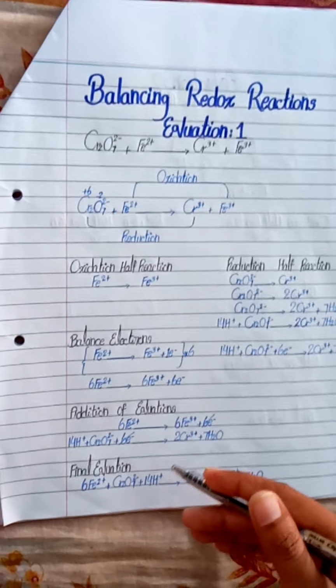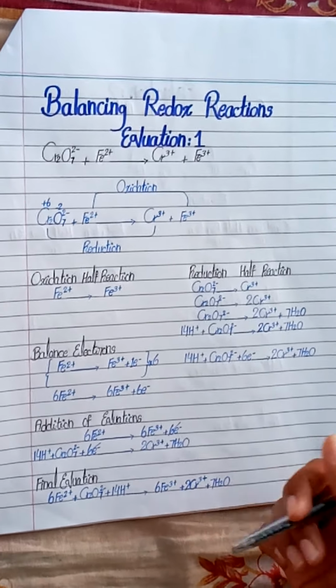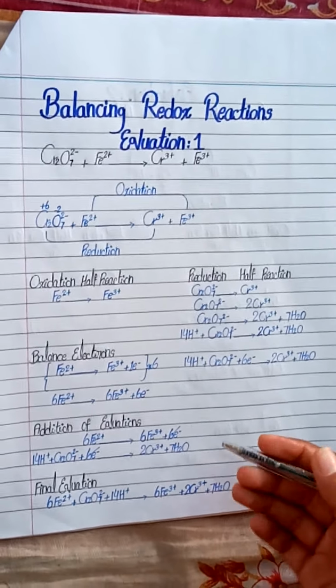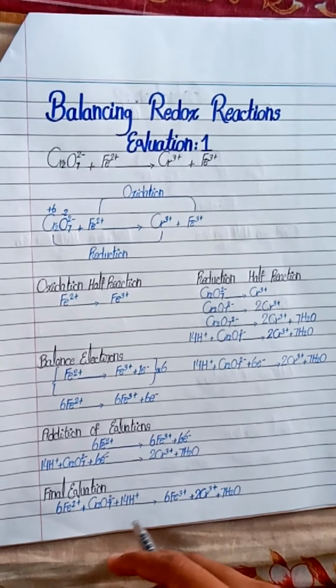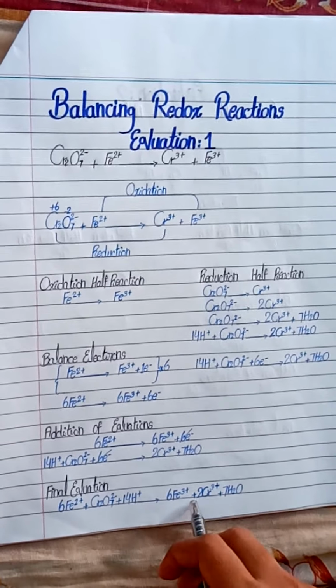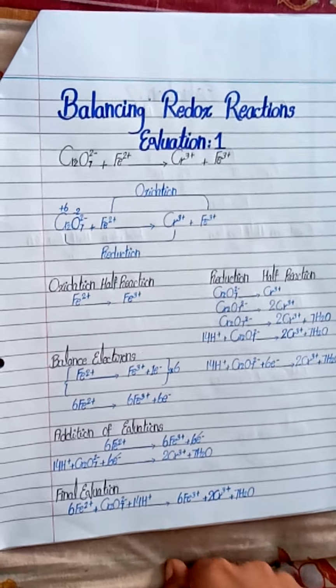Then the next step is the addition of the equations, in which you can cancel the electrons that are the same and the common species. After that, add the equations and you can see that this is the final equation, and in this way you can balance any type of redox reaction.